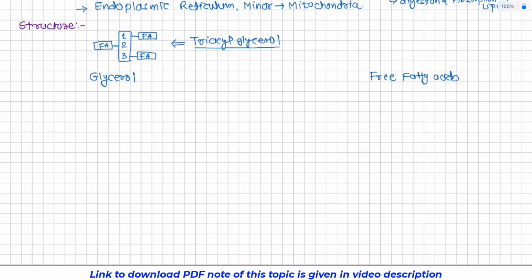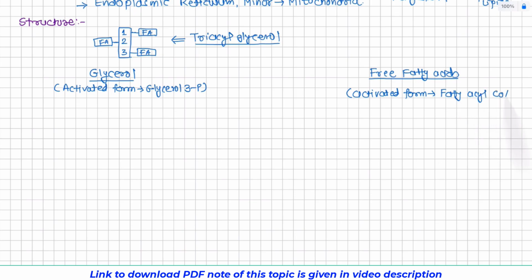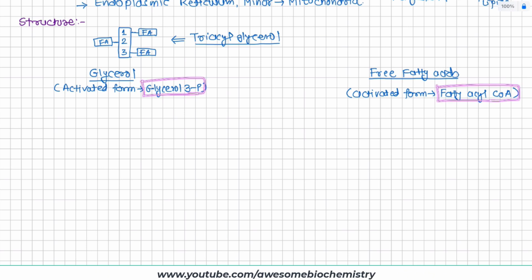But the body doesn't work with the plain, free form of these building blocks. That's where the real story begins, and here is the catch. The synthesis does not use free glycerol. It uses an activated form of glycerol, that is glycerol 3-phosphate. And it does not use plain free fatty acids either. It uses an activated form of fatty acid, that is fatty acyl coenzyme A. So before triacylglycerol can be built, the body has to generate these 2 activated molecules. Let's tackle glycerol 3-phosphate first.